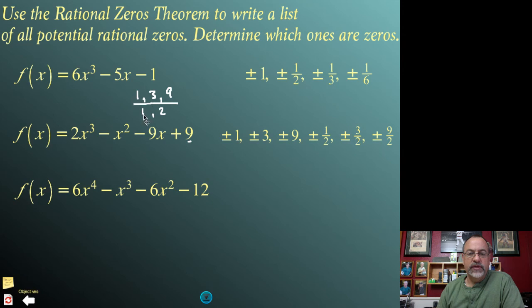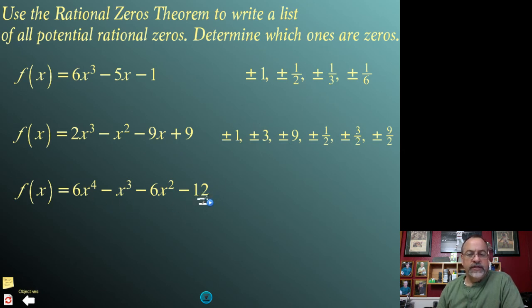So plus or minus 1, plus or minus 3 is 3 over 1, plus or minus 9, 9 over 1, plus or minus 1 over 2 or 1 half, plus or minus 3 over 2, 3 halves, plus or minus 9 halves. Now again, what does this list represent? If this polynomial has any zeros that are rational numbers, it has to come from this list. It will not cross or touch the x-axis at any other rational number other than the ones that are in this list. Alright, so let's do the last example here.